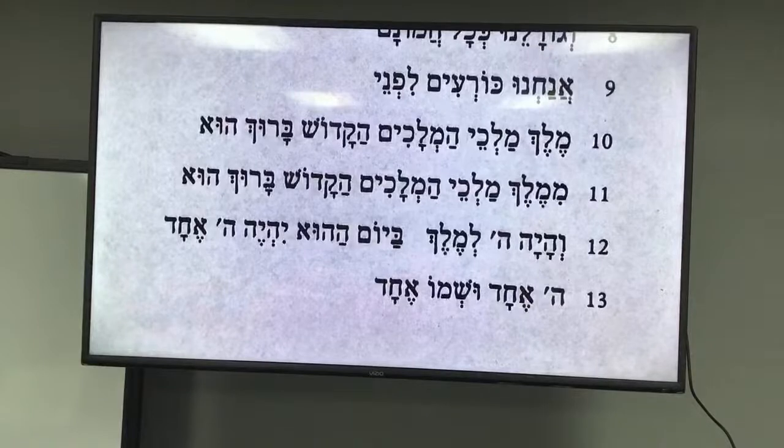All right, line 10. What is line 10? Melech. Malkei. Hamalachim. Hakadosh. Baruch. Hu. Excellent. Let's do line 10 again. Melech, malkei, hamalachim, hakadosh, baruch hu.